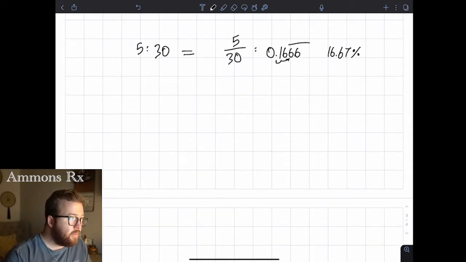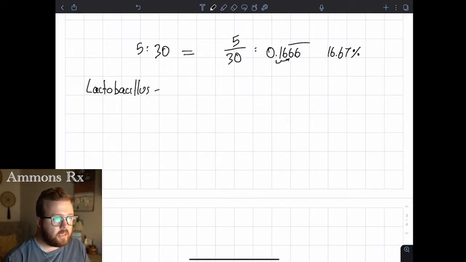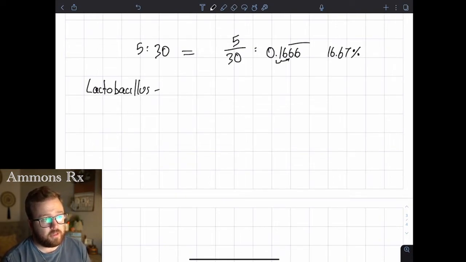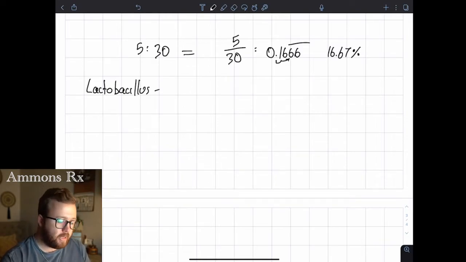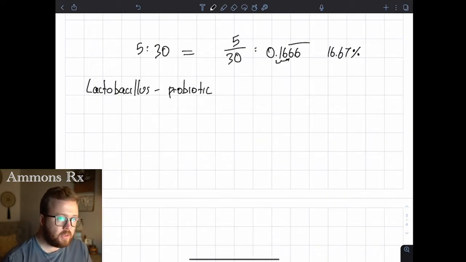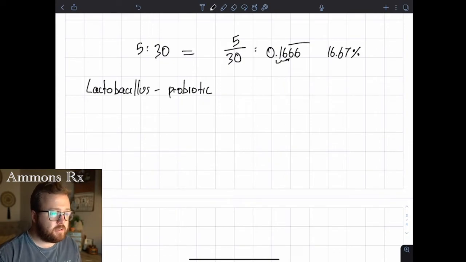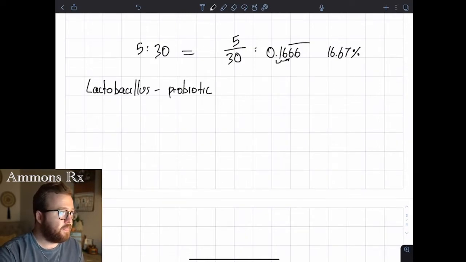The name Lactobacillus is actually a name for a bacteria, and certain bacteria are good for you, in the form of probiotics. So a lot of the times when people are having issues with their GI system, they'll take these probiotics in hopes that it will restore balance to the gut bacteria that naturally is there.